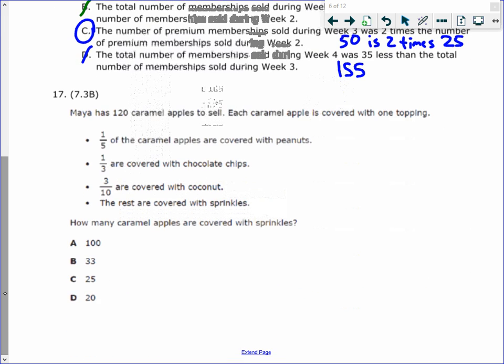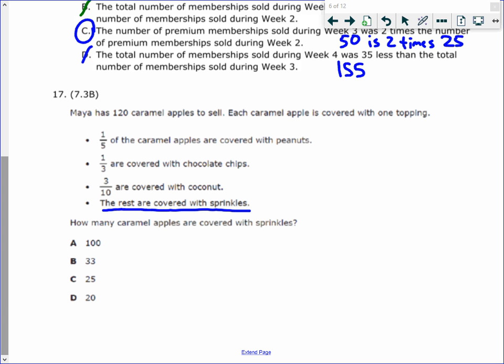All right, 17. Ooh, a nice 7th grade problem here. Maya has 120 caramel apples to sell. Each caramel apple is covered with 1 topping. How many caramel apples are covered with sprinkles? And it looks like we're going to have to do a lot of subtraction, or add and then subtract, to figure out how many are covered with sprinkles, because it says the rest are covered with sprinkles. So we need to figure out how many are not covered with sprinkles and then subtract that from 120.